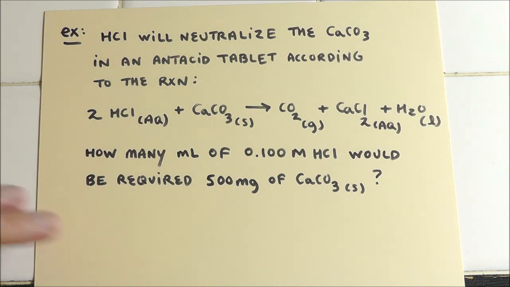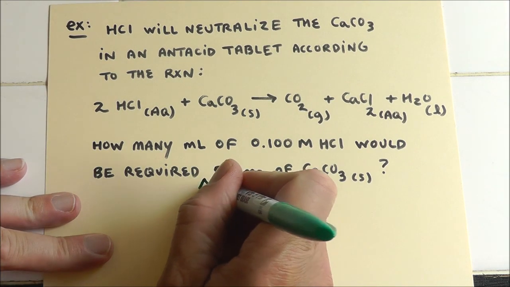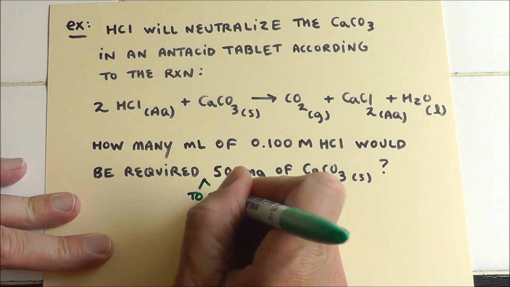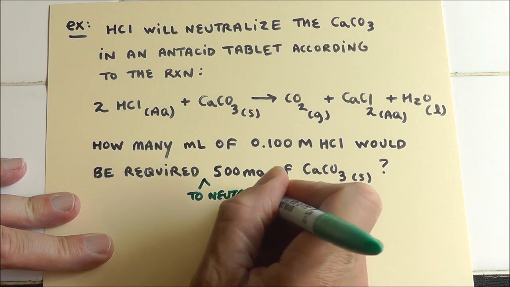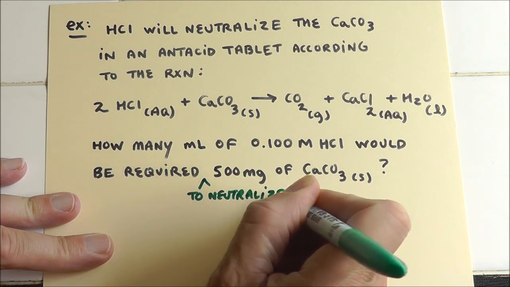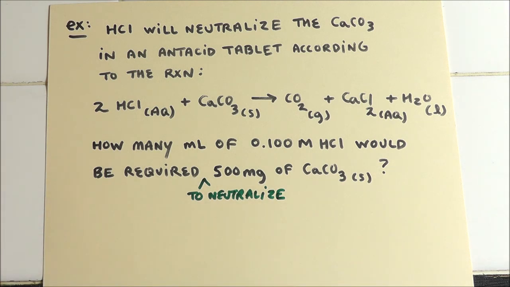neutralize 500 milligrams of CaCO3, which is calcium carbonate. So here's what you're going to do. You're going to pop a tablet, chew it, swallow it, and then we're going to calculate how many milliliters of your stomach acid that would do away with.